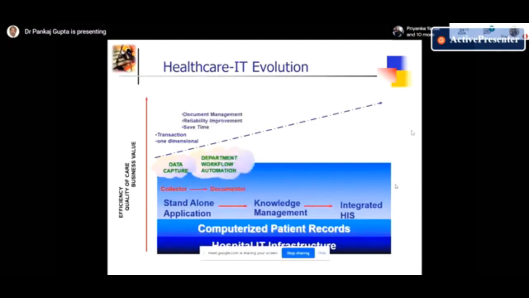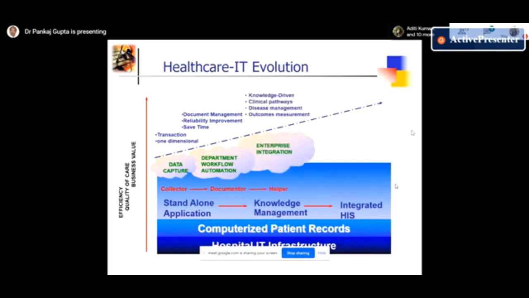The system matured from there to a department level workflow automation, where this is a document management system. The reliability came in and started saving time because there was a workflow built in. So people didn't have to carry files within the department, so to say. So that workflow came in. This became a documenter rather than just a data collector.